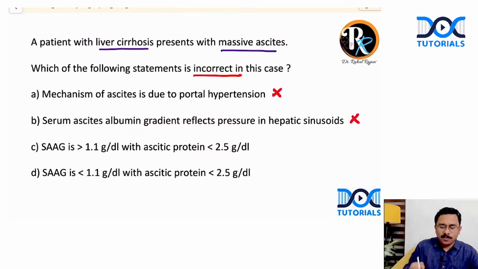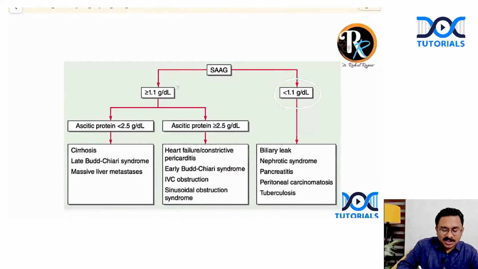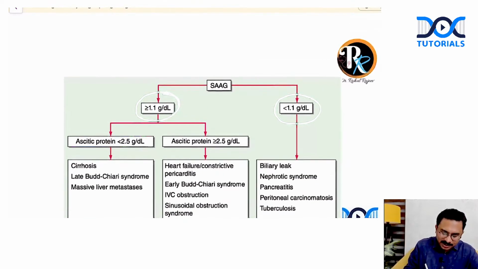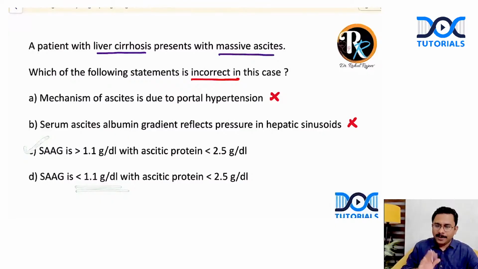Next, incorrect statement they are asking. SAG is more than 1.5. I told you, in case of liver cirrhosis ascites, it is a high SAG ascites with an ascitic fluid protein less than 2.5. That is correct. It's not a low SAG ascites. Remember this flowchart I taught you in the class about the causes of high SAG ascites and low SAG ascites. Even in the FMG HIT program, the high impact training program, I have told you about the causes of high SAG and low SAG. So this is high SAG with an ascitic fluid protein less than 2.5. This is something that I've taught you in my lectures. Answer is option C. Okay, right.